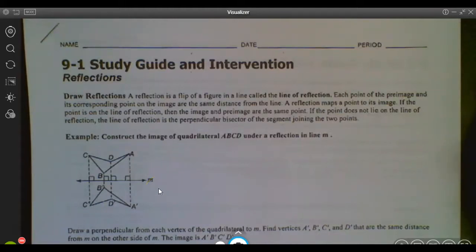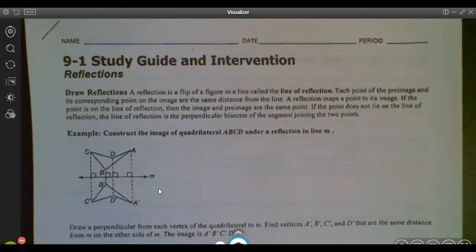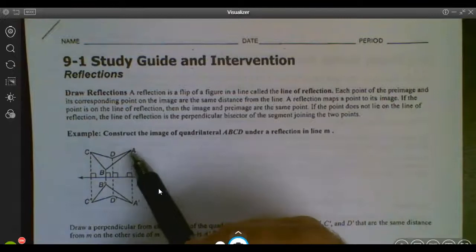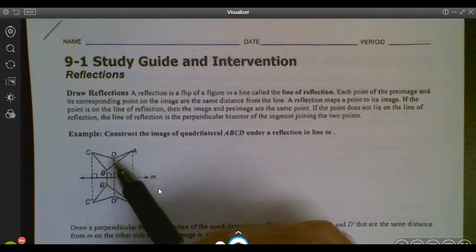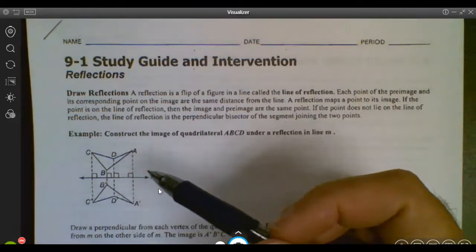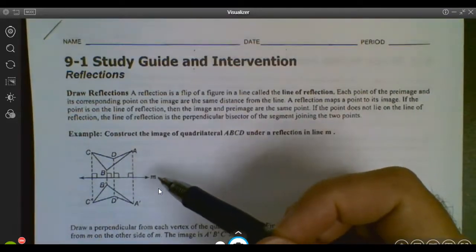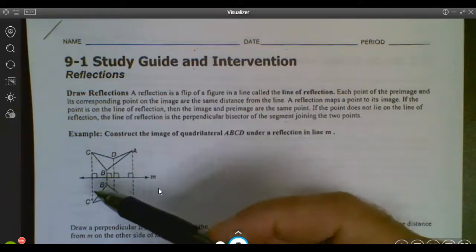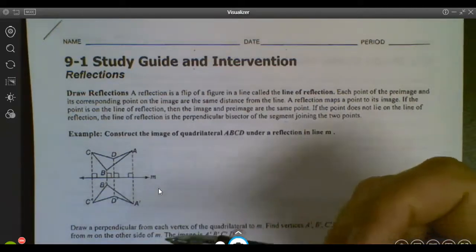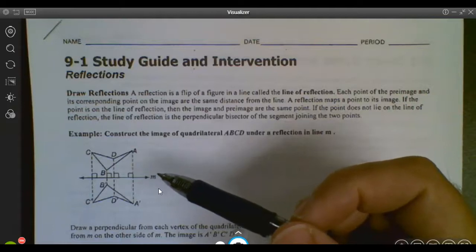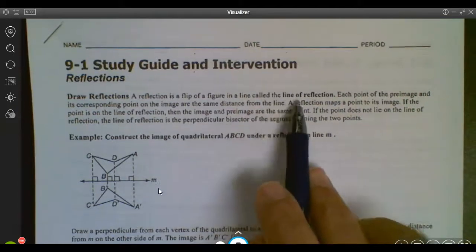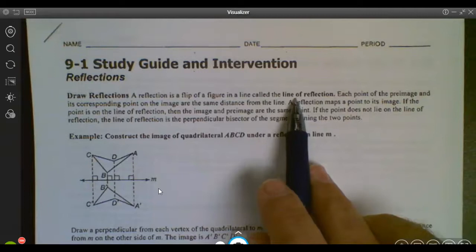So this chapter starts with reflecting objects across a line. So we're going to be taking objects like this. So you can see this four-sided shape. We have A, B, C, D. And if we were to reflect it across this line, here's where the image would end up, right? So a couple things about this. One is the line that you are reflecting across is called your line of reflection. So you're going to hear that phrase come up quite a bit.